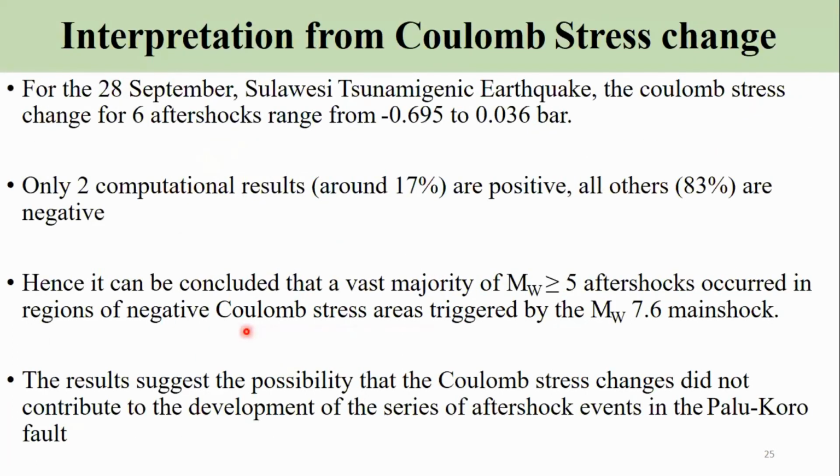So what do we interpret from Coulomb stress change? The Coulomb stress change was in the range of minus 0.695 to 0.036 bar. Previous studies have suggested that even a 0.1 bar change in Coulomb stress could lead to a subsequent earthquake. What we find here is that only 2 computational results are positive, all others are negative. That means only 2 computational results suggest that the aftershock resulted from an increasing Coulomb stress, and most of them, 83%, resulted in areas where the stresses were already dissipated, or areas of negative Coulomb stress change. All these conclusions suggest a possibility that Coulomb stress change did not contribute to the development of the series of aftershocks in the Palu-Koro fault.